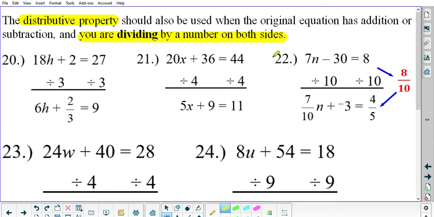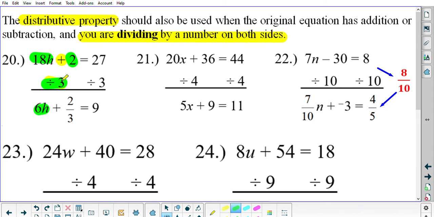And if you would use the distributive property when you're multiplying to an addition problem, like on number 20, there's an addition problem here on the left-hand side of the equal sign, then you also have to use the distributive property when you are dividing the addition problem by a number. So here's how it works. Take a look at number 20. The 18h and the 2 gets divided by the 3. 18h divided by 3 would give you 6h.